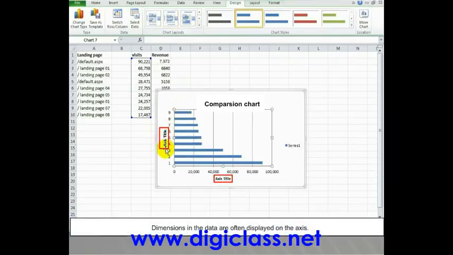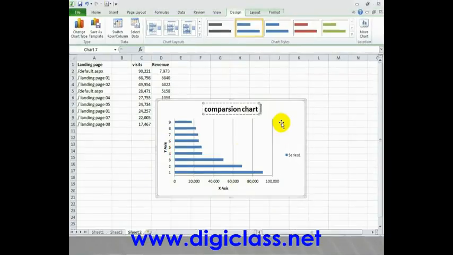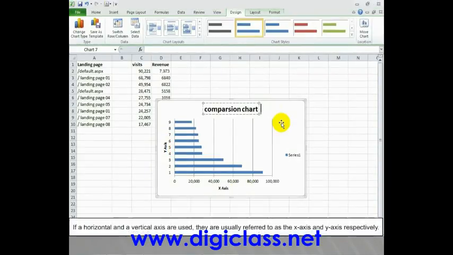Dimensions in the data are often displayed on the axis. If a horizontal and a vertical axis are used, they are usually referred to as the x-axis and y-axis respectively.